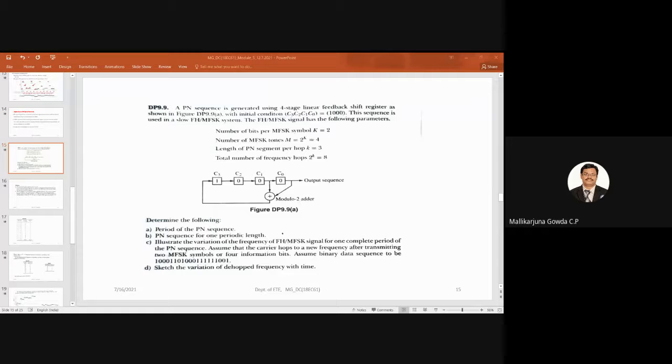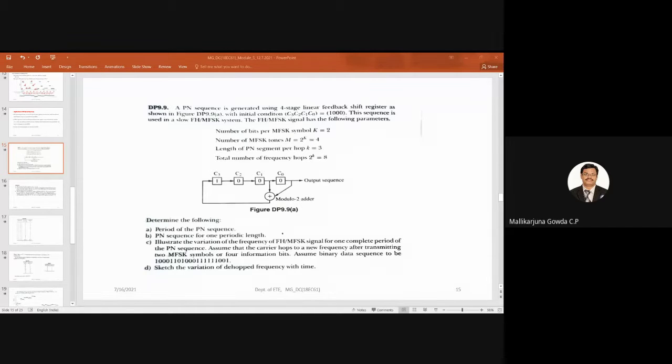So 0 XOR with 0 is 0. That will be fed as input to C3. Then 1 will be shifted to C2. Whatever is in C2, 0, will be shifted to C1. Whatever is in C1 will be shifted to C0, and whatever is in C0 will be shifted out as output, right? So the second bit is 0.